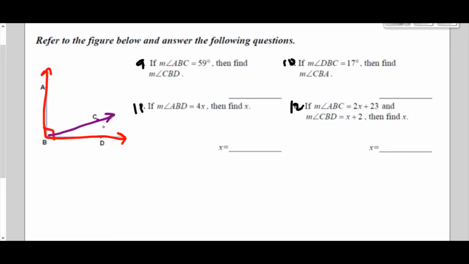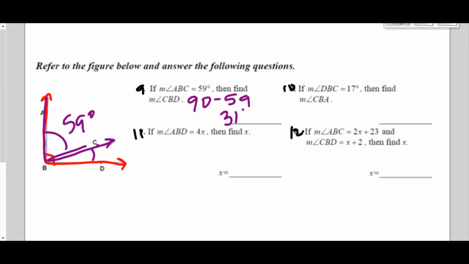Number 9, if the measure of ABC is 59, find the measure of this angle. We're going to use the fact that these angles need to add up to 90. So we'll say 90 subtract 59 is 31. So this will be 31 degrees.